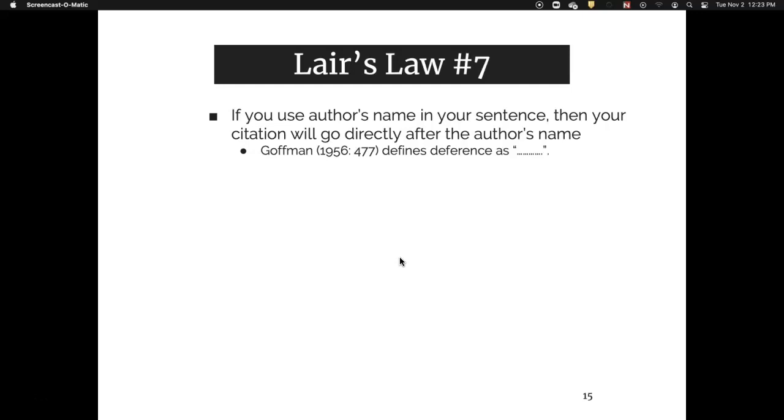So if you use an author's last name in your sentence, then you can put the citation right after it. The way that it would be structured would be, Goffman defines deference as, and so this is the point you're trying to make. And then right after Goffman, the last name, you'd have parentheses, and then the year of publication, colon, space, page number, close parentheses. It's just a little bit more efficient as a form of writing than doing full citations at the end of the sentence if someone's last name has already been invoked in a sentence.